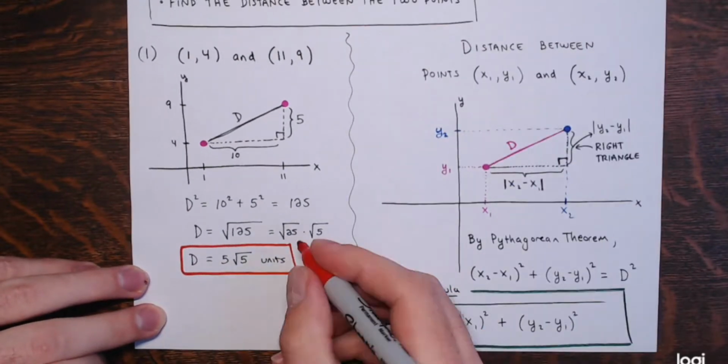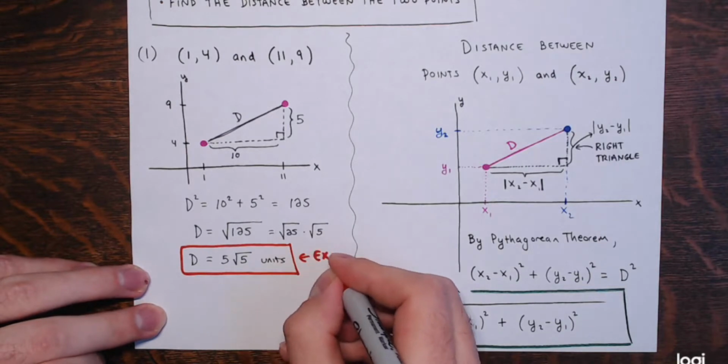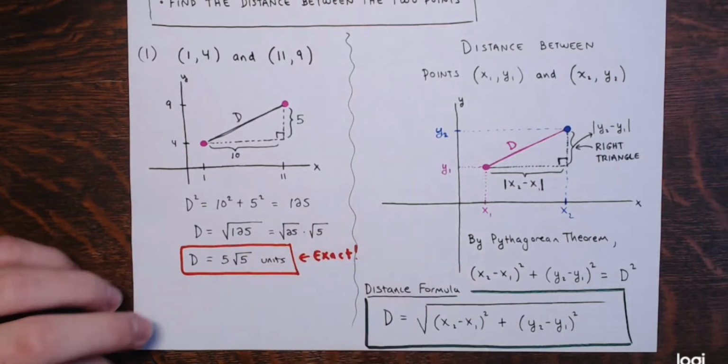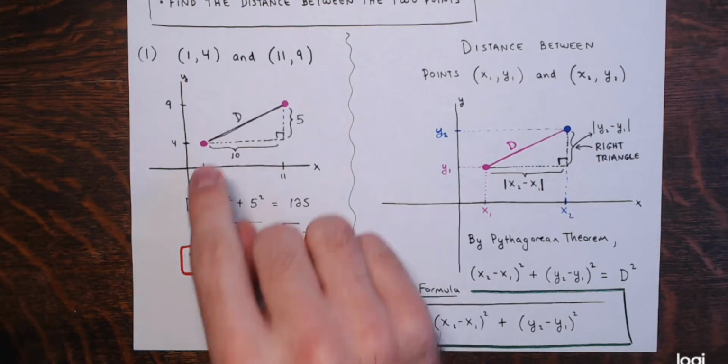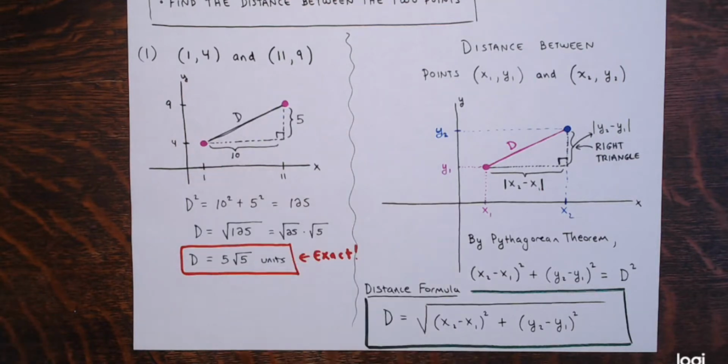Right, they would call this exact. That's where you leave it the way it is without putting it into a calculator and rounding. This would be called the exact answer. Right, these points are 5 times the square root of 5 units apart.